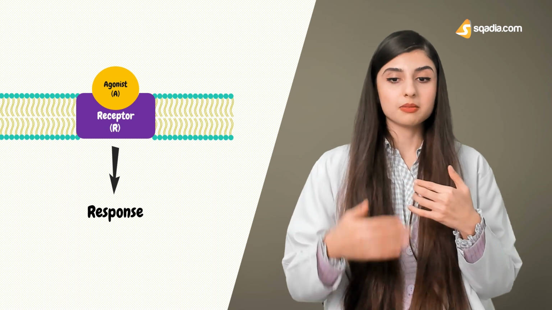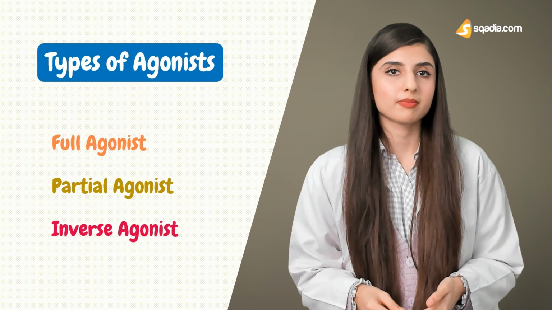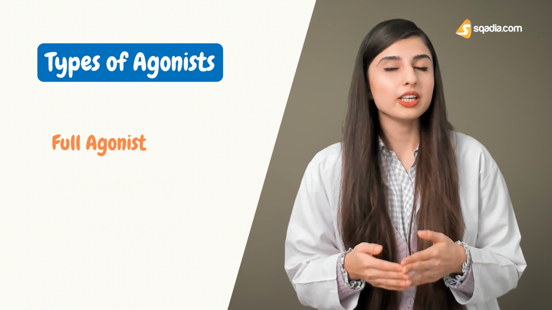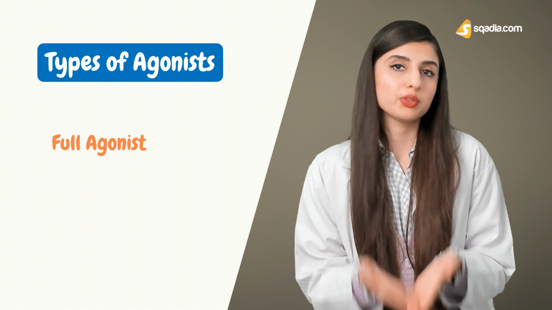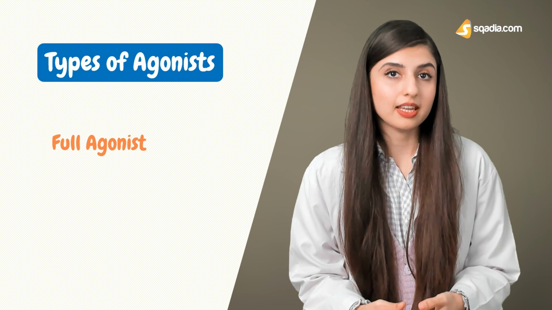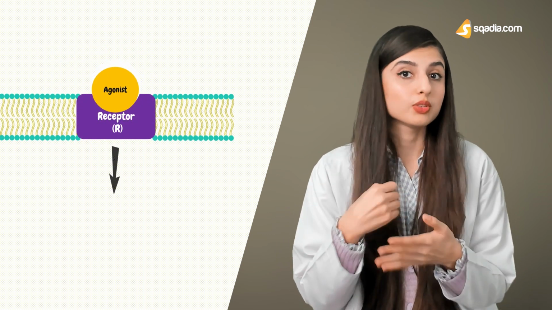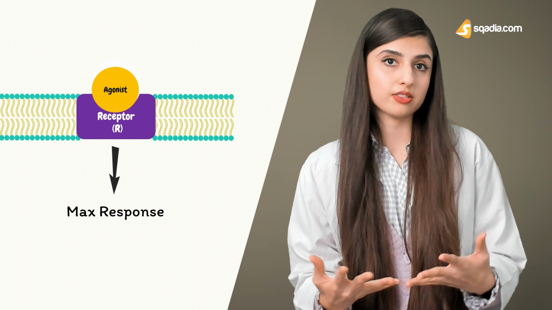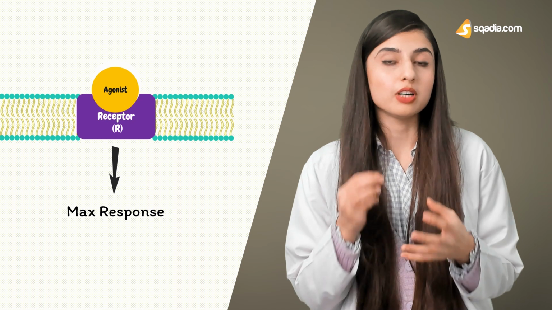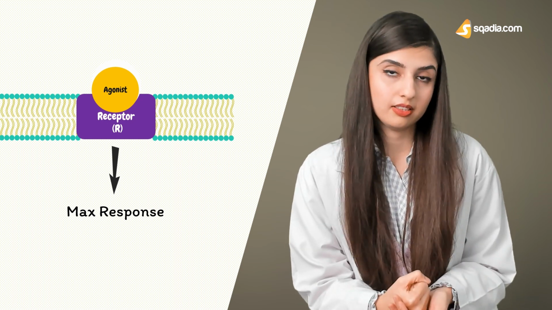So if we characterize the agonists, we have basically three types. First of all, we have the full agonists. Now, if a drug binds to a receptor and produces a maximal biological response that mimics the response to the endogenous ligand, this is called the full agonist, right? And full agonists bind to a receptor. It stabilizes the receptor in its active state.